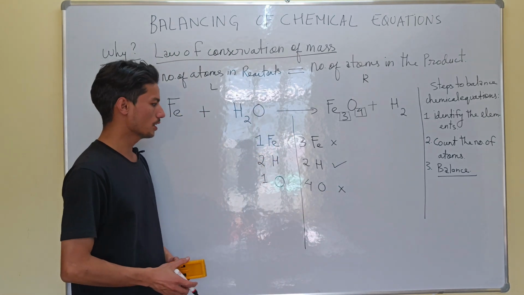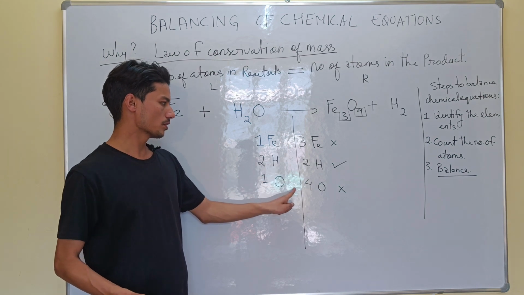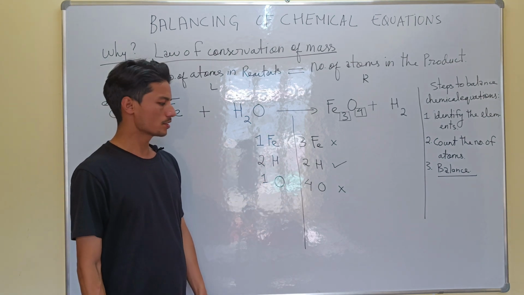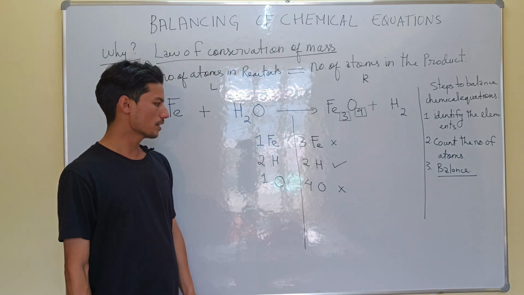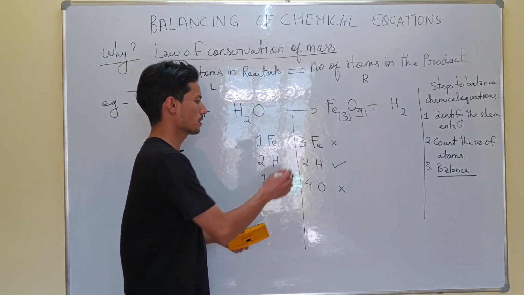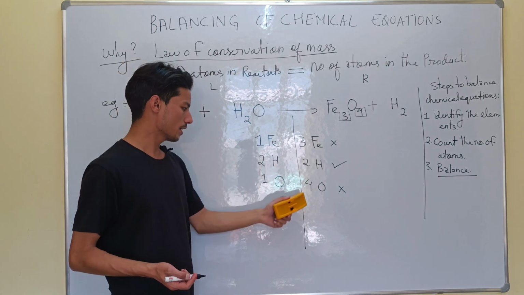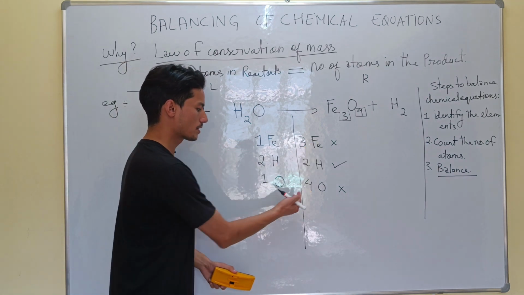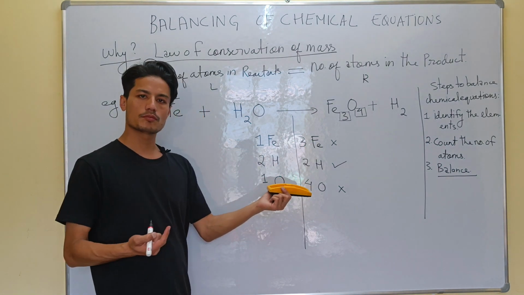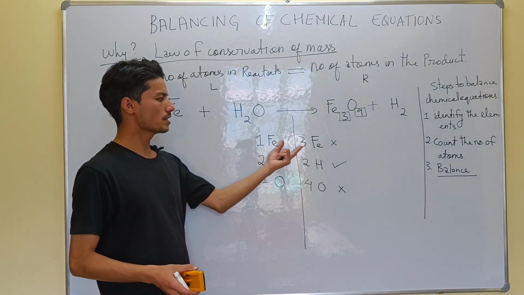Alright, so now let us start balancing. We have to balance iron and oxygen. With which should I start first? If you ask me, what I usually do is add up these numbers. Adding 3 and 1, the total becomes 4, and 4 plus 1 is 5. This is less.